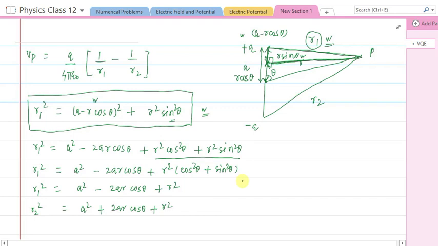So we have the value of R1 square and R2 square, but we need the value of R1 and R2 to find out the potential at P due to the dipole. So we convert R1 square into R1 and R2 square into R2. So at this step, R1 equal to A square minus 2AR cos theta plus R square all over root.